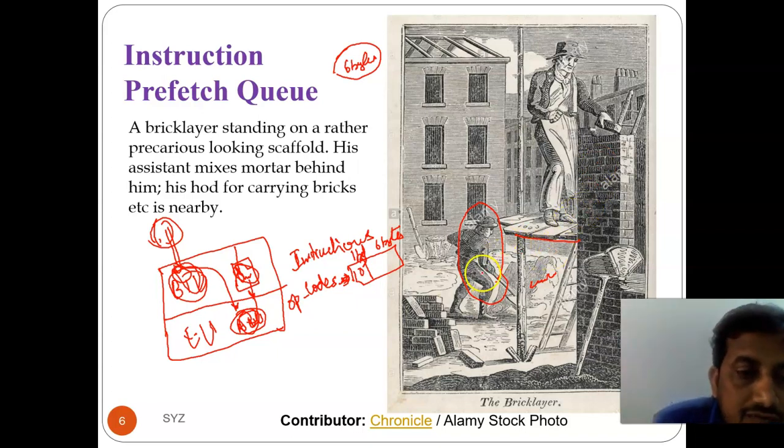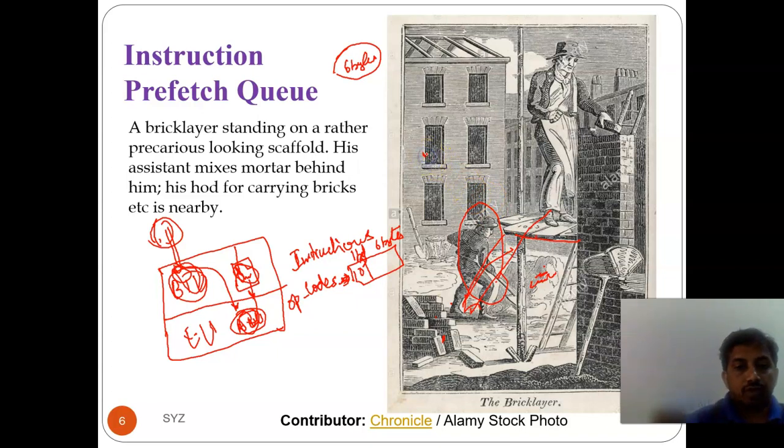And what this assistant does is that he mixes up this cement. He will take the bricks and provide them to the bricklayer. So the bricklayer never goes down and picks up the bricks or the cement. If he goes down to take the material and then puts up the bricks, it would be just like getting down and climbing up. Each time wastes some amount of time, which is added together.